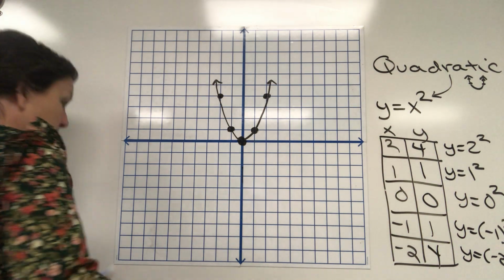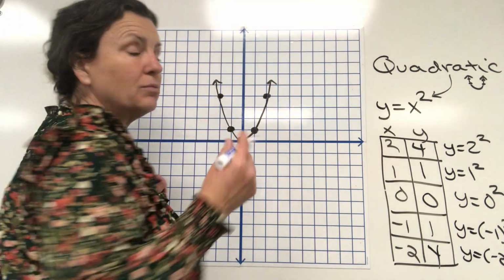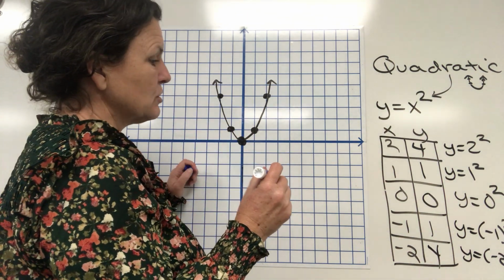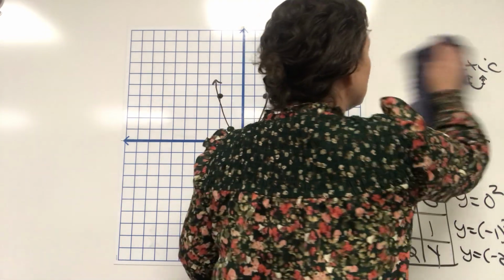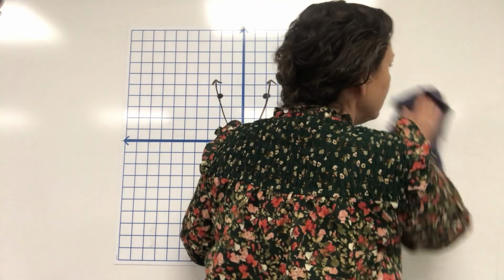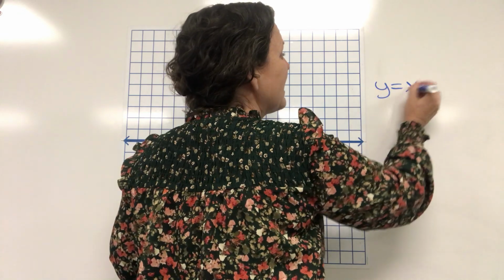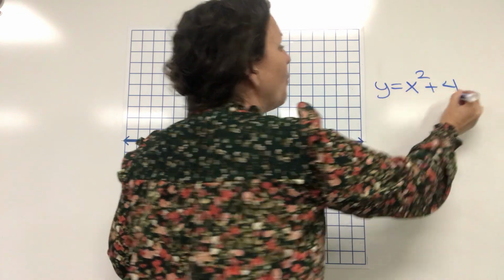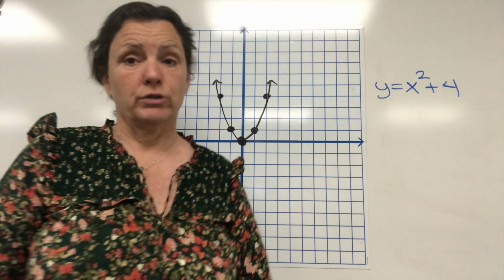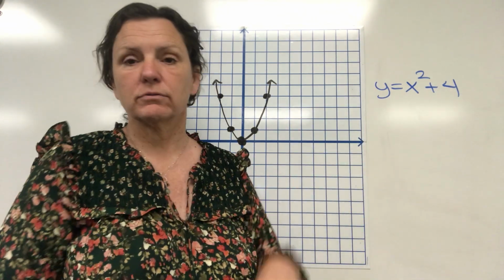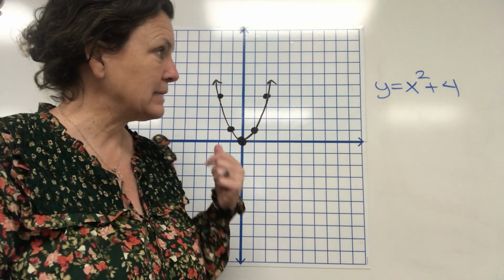Let me use this dark blue pen. So let's say I'm trying to graph the following. Let me erase all of this so I have a little board space. I'm going to graph y equals x squared plus 4. And I'm going to ask, using the parent function, what does the given graph look like when graphed?